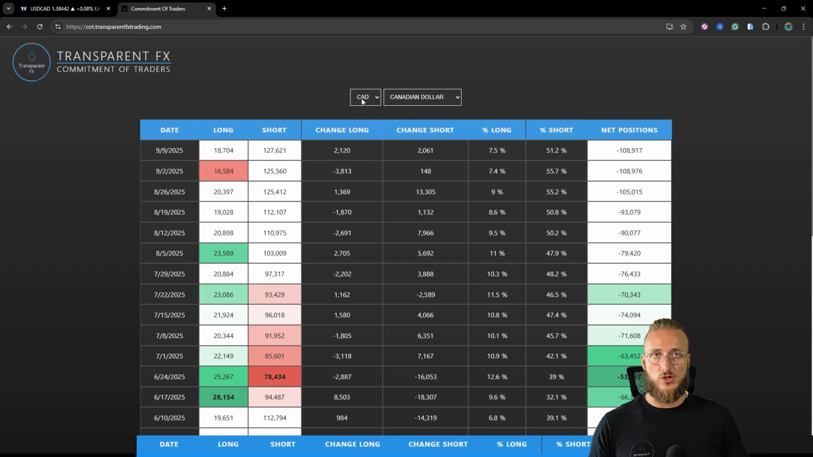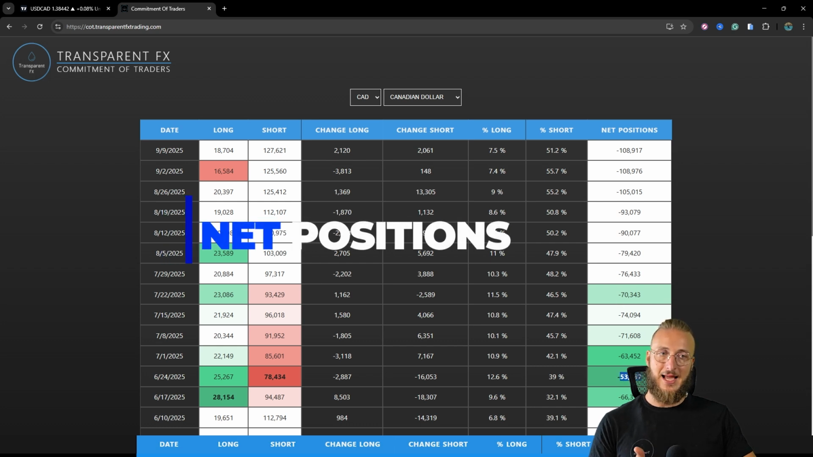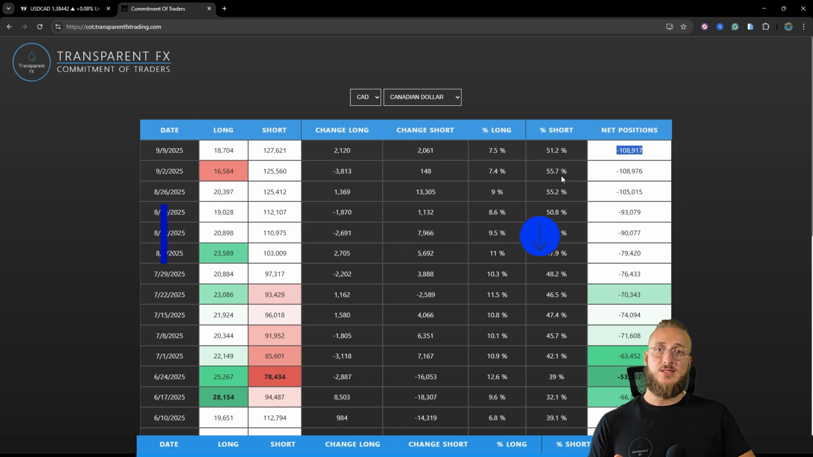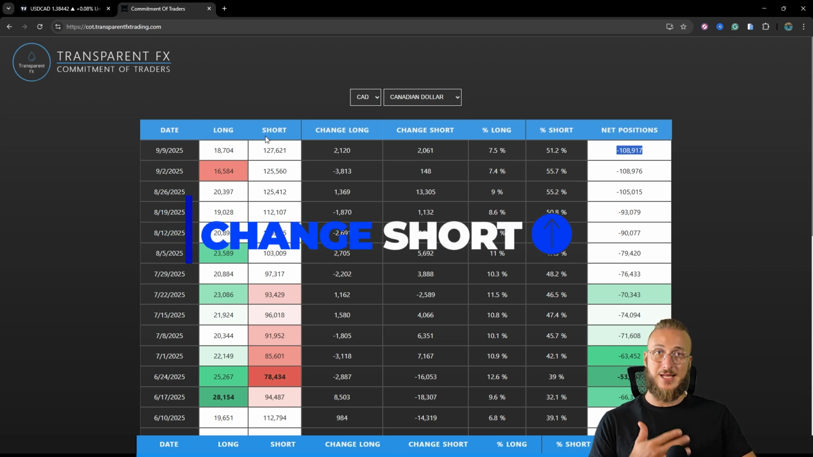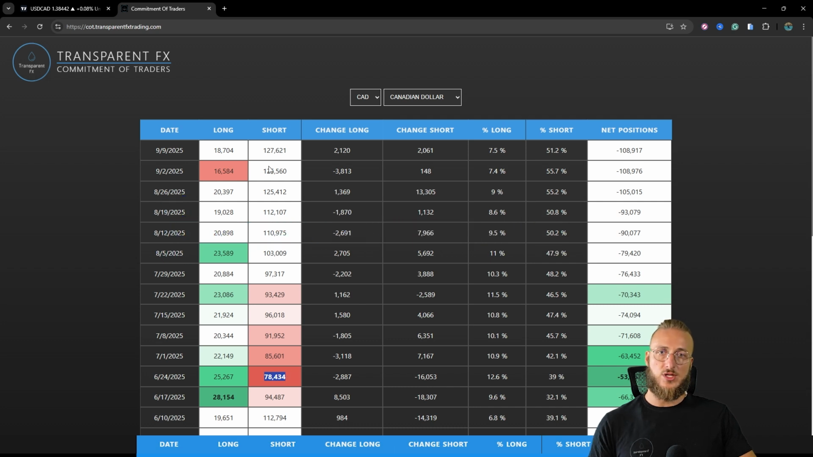And if institutions are shorting the CAD, they are longing USDCAD, obviously. So what we can see here is that the net positions, in fact, went from minus 53K at the high all the way down to minus 108K. This means that institutions overall have been increasing their shorts aggressively on the CAD, going from 78K shorts all the way up to 127K shorts. So institutions are currently aggressively shorting the CAD.